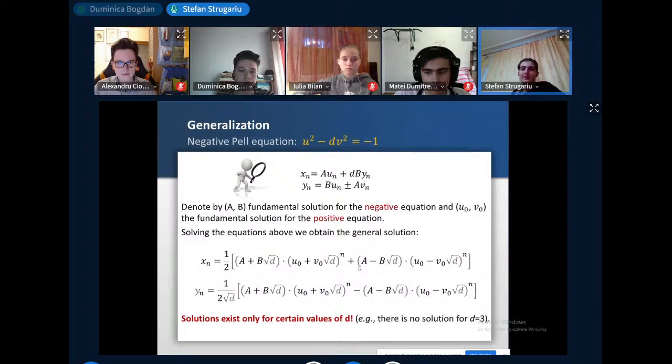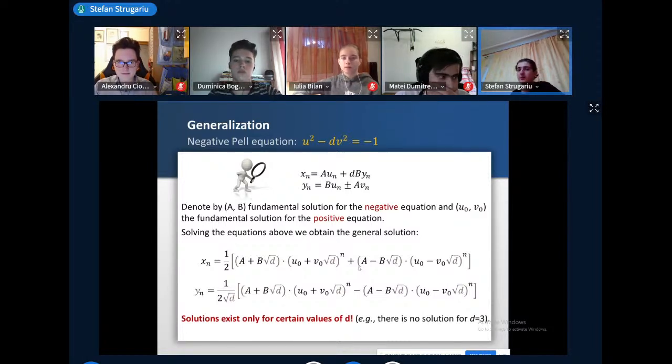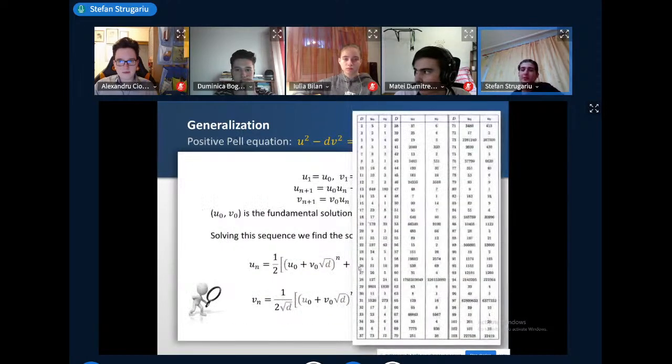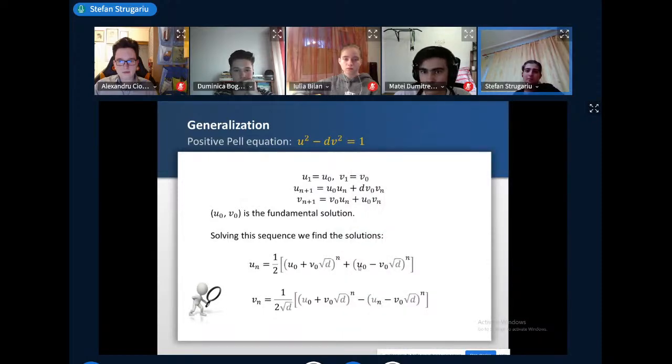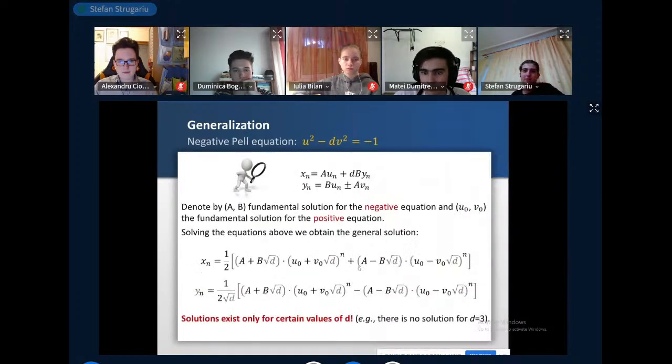And now for the negative Pell equation, we denote by A and B the fundamental solution for the negative equation, and thus before, u_0 and v_0 the fundamental solution for the positive equation. We have a similar recurrence as before. It's shown above. X_n is A u_n plus d B v_n, and u_n. We have the recurrence above, and by solving the recurrence, we find the solutions. These are a bit more complicated than for the positive Pell equation, but they can still be found.